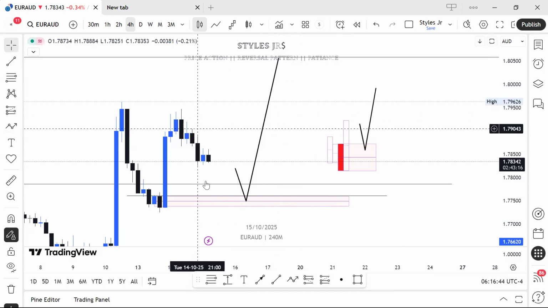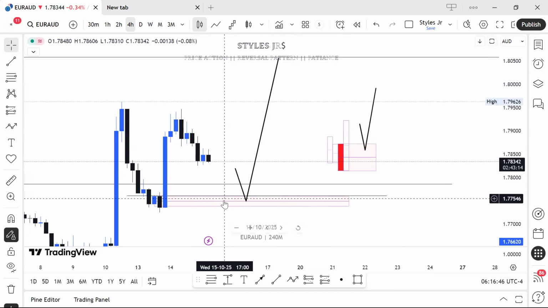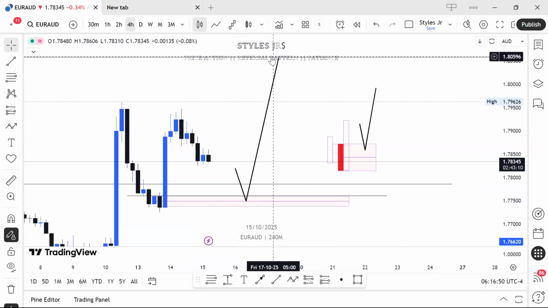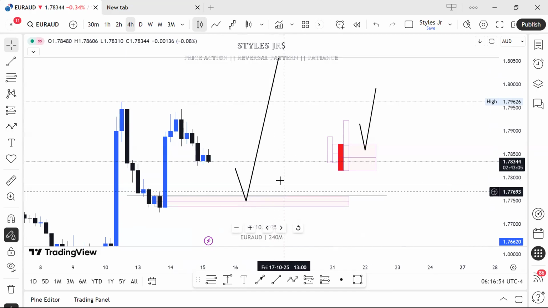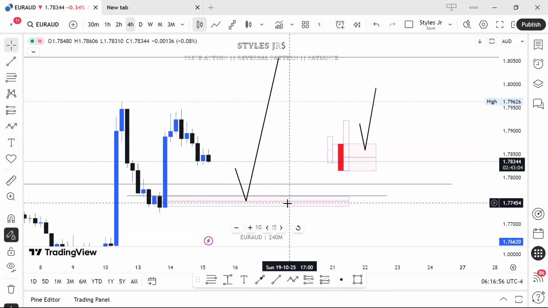So a sell all the way down here, then a buy from this particular zone here, anywhere around this zone, down to this particular line here, should at least give us a better move.